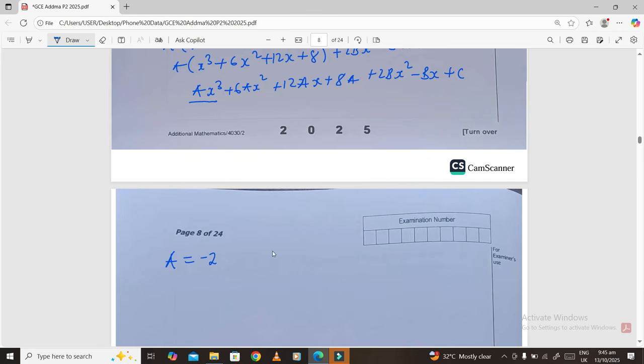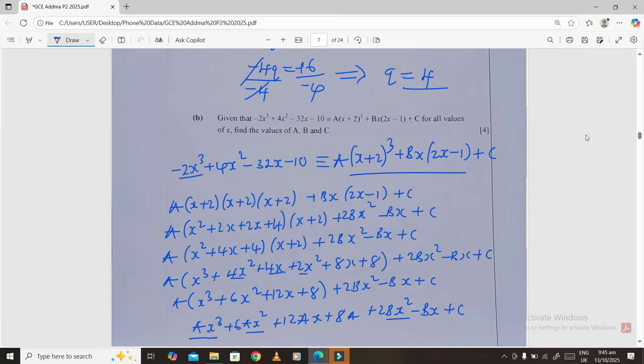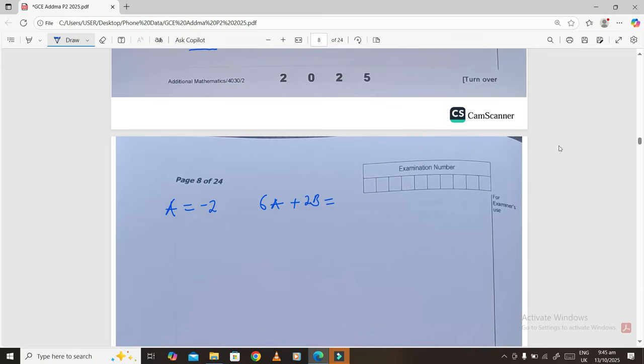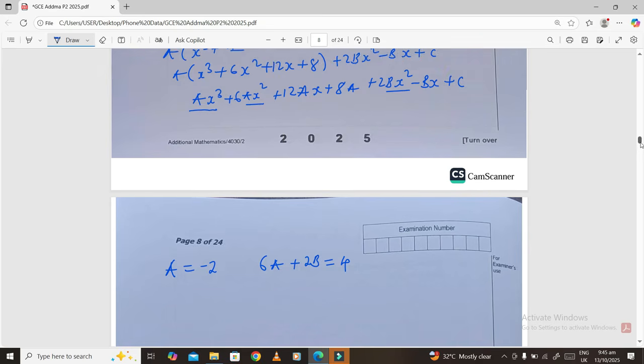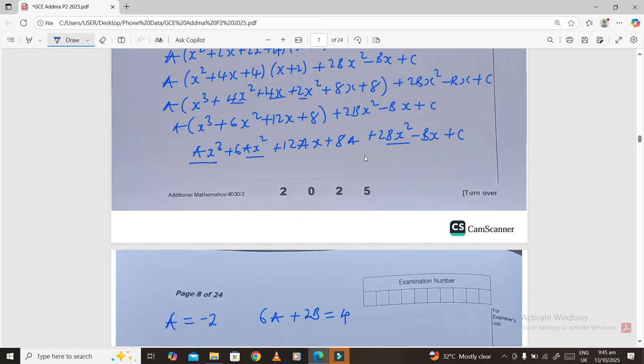Here we say 6a plus 2b. You see, power 2, power 2. We match them. We see now in the original equation here, what has got a power 2? It's 4. So we shall say equal to 4, the coefficient. Okay? Another equation that we can form will be this one.